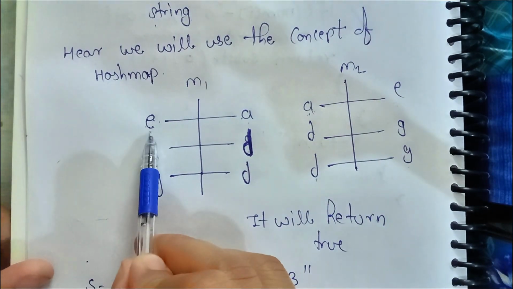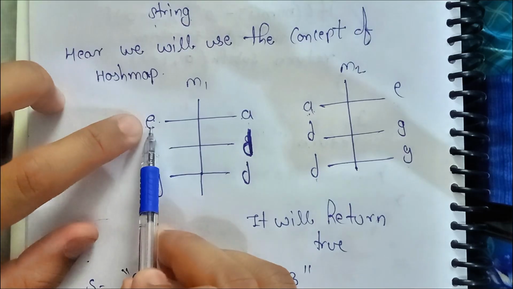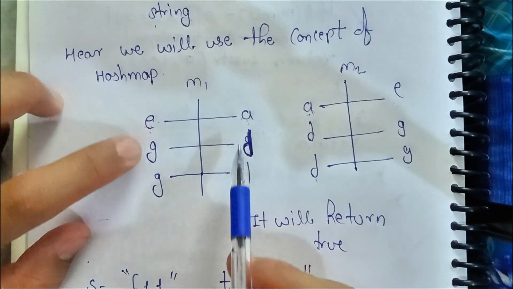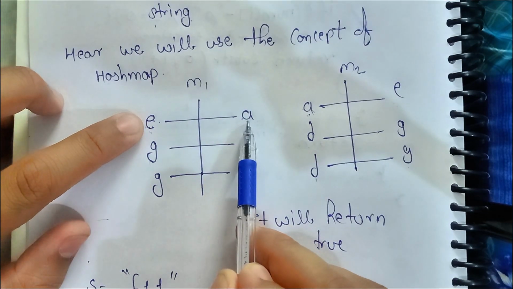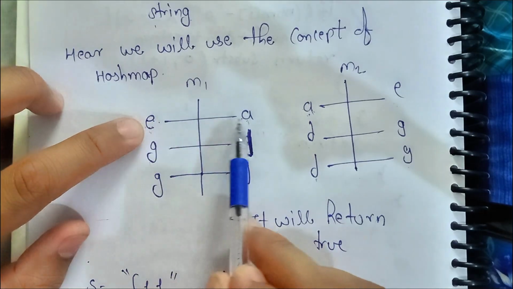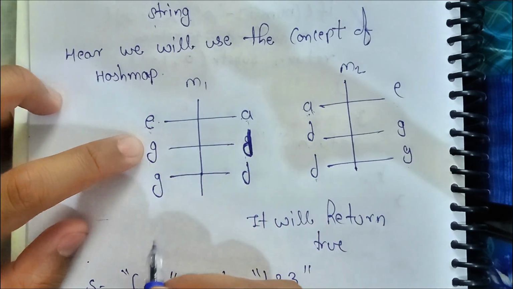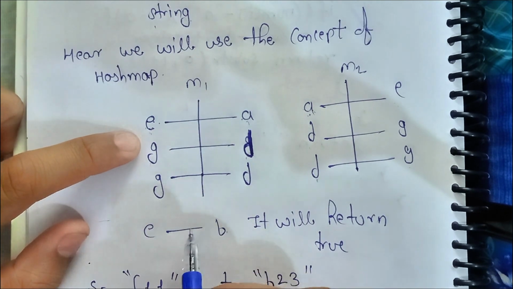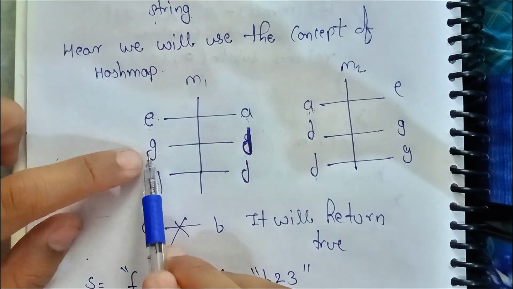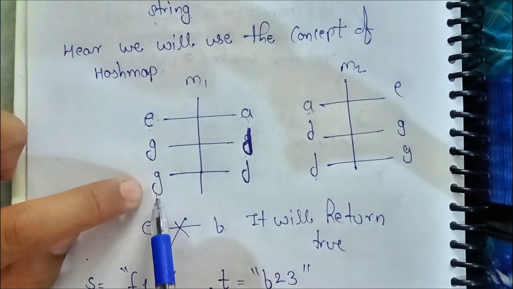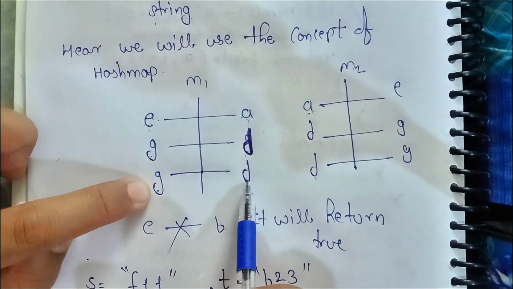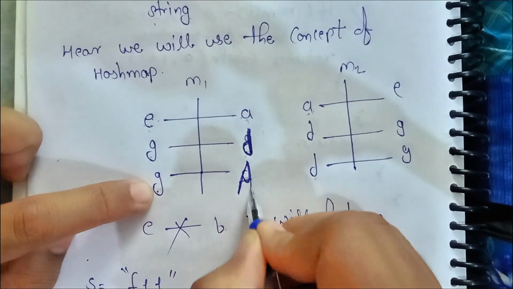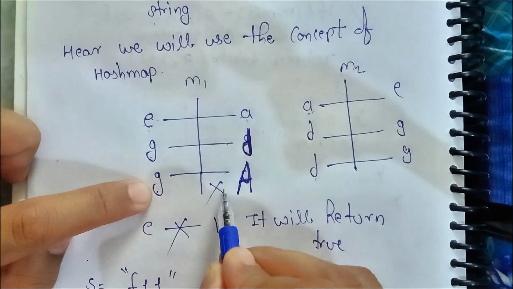So here we will check for the conditions. If E is assigned with A, then if we have E again, the same assignment should be there. Means another E will not be assigned with any other character, otherwise this will be wrong. Here we have G assigned with D, and again G is assigned with D. If G is assigned with anything else like A, then this is wrong. Means it will return false.